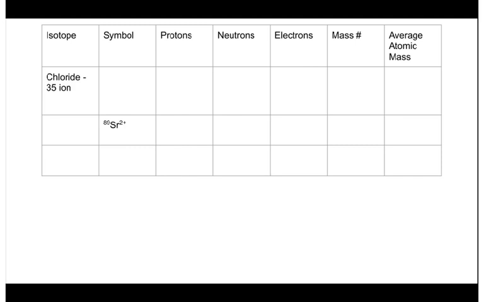So filling out a table similar to what we saw before, if I had a chloride ion, the symbol would be chlorine, I would have a 35. It has a -1 charge, and the atomic number is 17. So that means 17 protons. That means 18 neutrons, right? I would take the mass number, 35 minus 17, to get 18. My electrons, if I have a -1 charge, that means I have one more electron than I do protons. So that means I have 18 electrons.